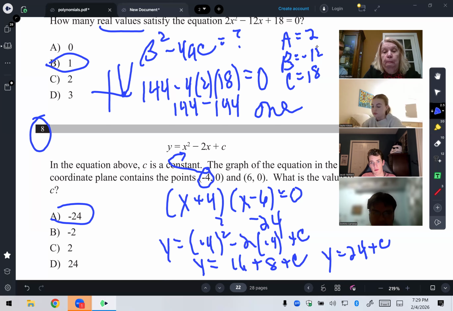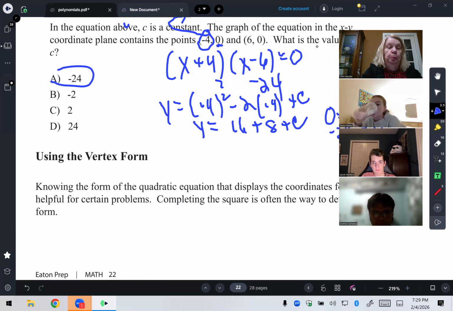You said y is 0, right? Yeah, y is 0. Sorry, I knew that all along. So c has to be a negative 24. So you could either put those in or see it. Okay, now, using the vertex form, we're almost done with math, guys.